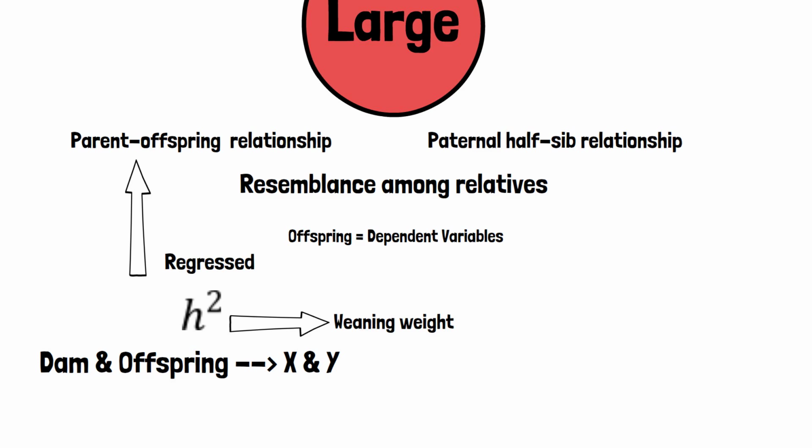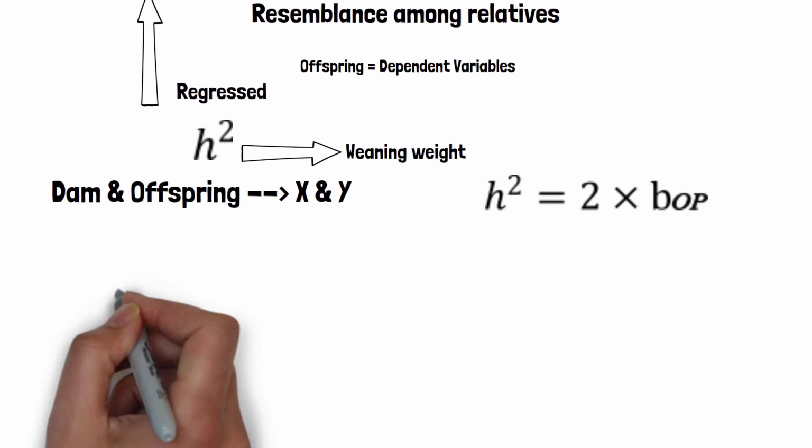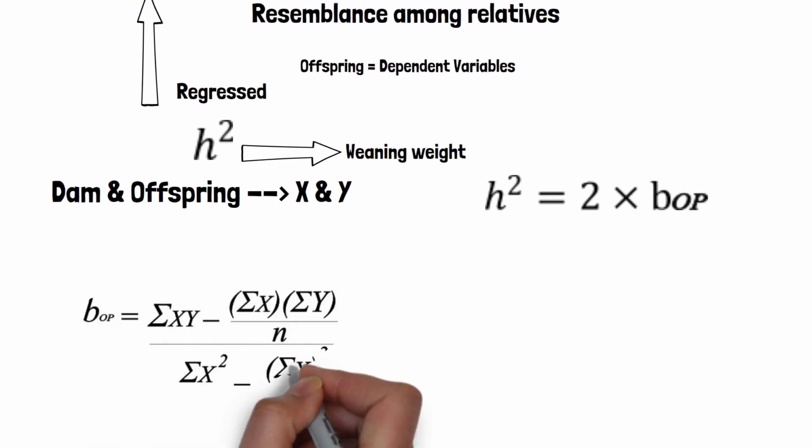Now, this is getting too tough. Okay, to simplify this, I will just write the formula for H square. Heritability H square equals 2 times BOP. The slope BOP is calculated by the formula BOP equals summation of xy minus summation of x times summation of y all over n, all over summation of x squared minus summation of x all squared all over n.